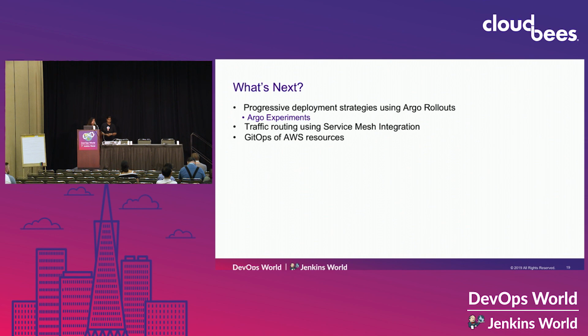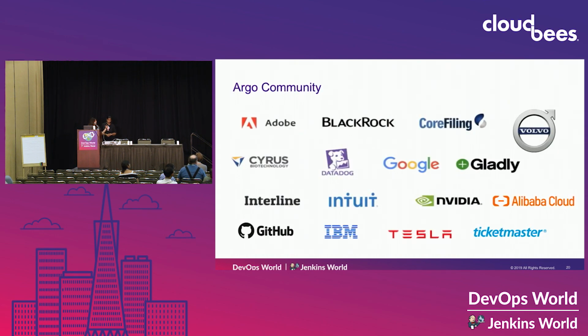And then the third thing that we are working on: you saw GitOps on Kubernetes, how to do GitOps with Kubernetes objects. Next we are working on GitOps of AWS resources. If you need to make some changes to AWS resources, how to do that. So hopefully we will be able to open source that also very soon, but that's what we are working on next.